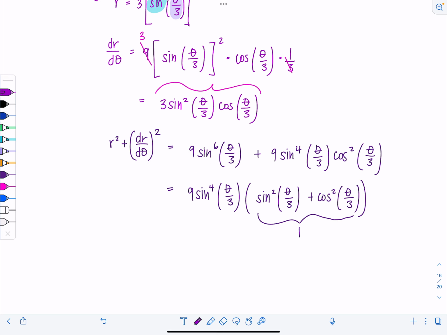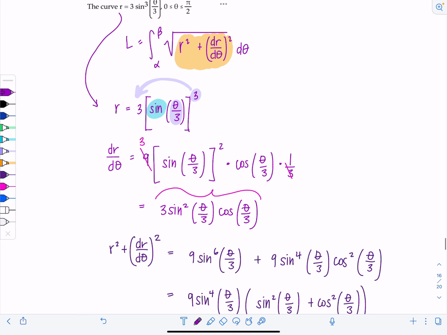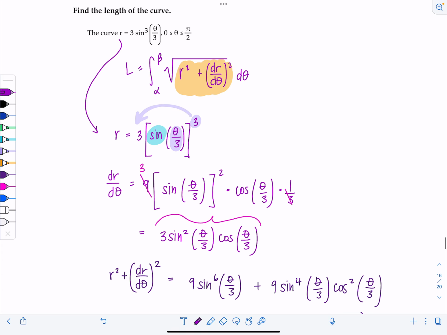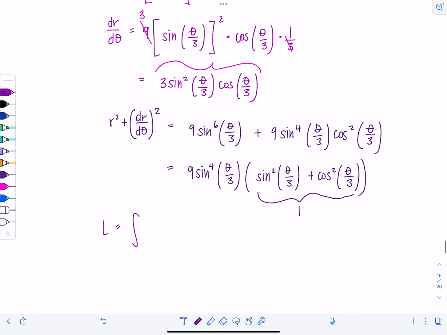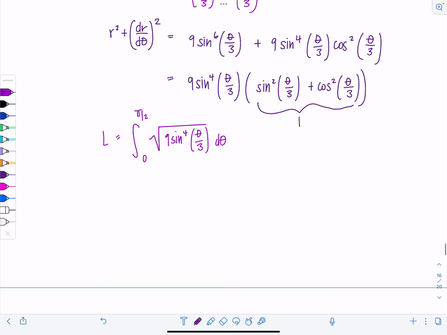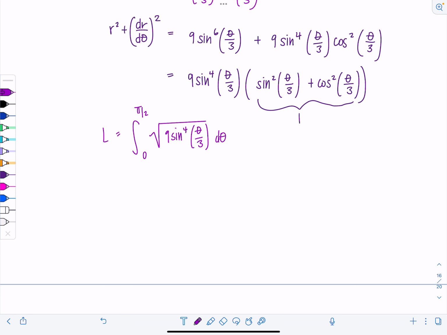Yes. Okay, so arc length is going to be the integral from alpha to beta, and that's going to be 0 to pi over 2. They gave me the limits on theta already. Why am I saying 1/2? Then the square root of 9 sine to the 4th theta over 3 d theta. Okay, so the square root is going to be 3. Let me take it out. 0 to pi over 2, and then that's sine squared theta over 3 d theta.